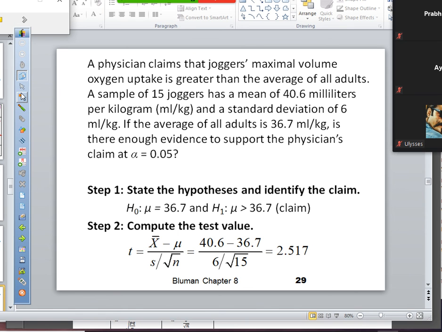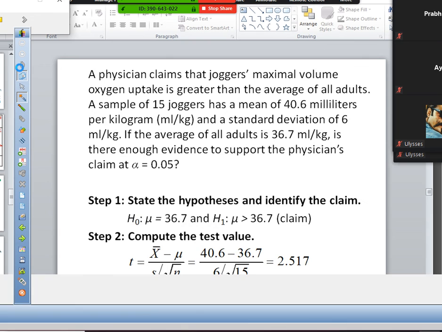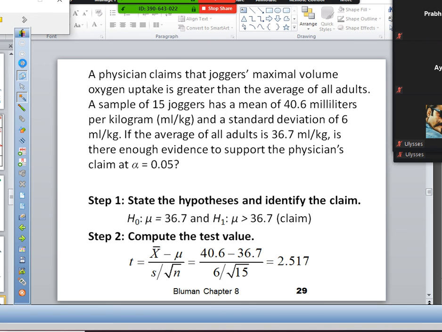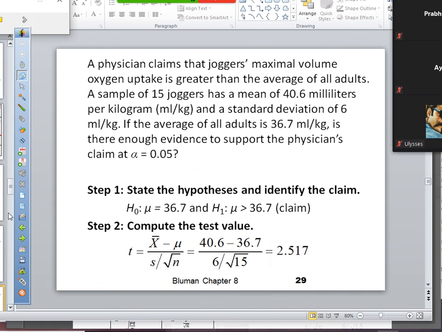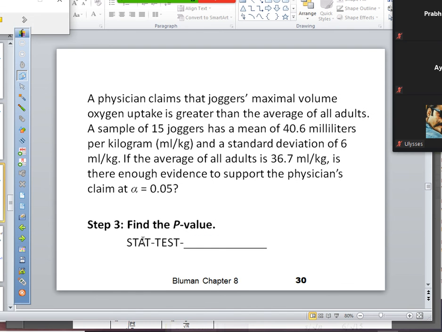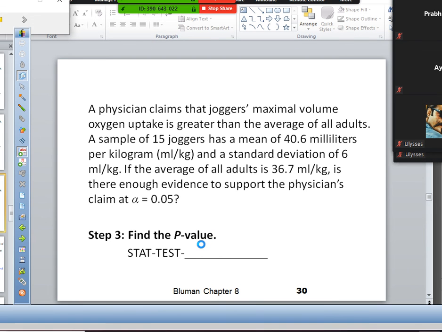And then we're going to figure out what the p-value is. For the p-value, I want you guys to use the calculator for that part. For the test value, I still want you to calculate it this way. I'm going to make you do the work so you understand where it comes from. So you're going to use stat test, and we're going to just do t-test here, right? Because it's a mean, so it's going to be t, and it's a test, so we're going to put test there.